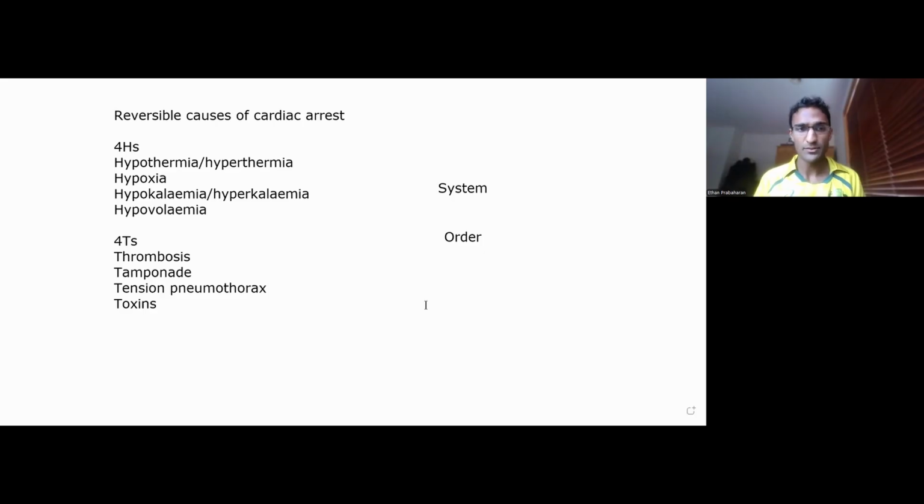The same thing can be done with the 4Ts. Thrombosis. Let's imagine we're inside the vessels of the heart and they've been blocked off. Then we go out a bit. We go out to the heart and we're thinking about tamponade. Then we go out a bit more. We're going to the lungs and we're thinking about tension pneumothorax. And we go out a bit more into the peripheries where we're thinking about toxins and the bloodstream. Now, I've reordered these based on a system that works for me.